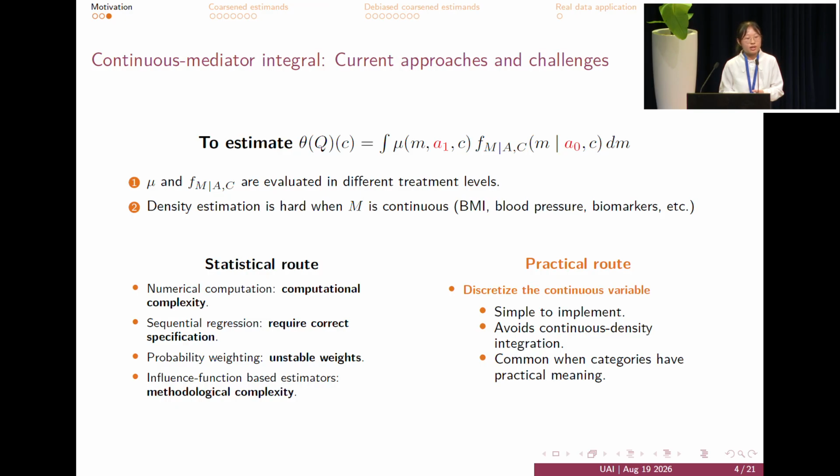There are several ways in the statistical area we can get around it. Like we could use numerical computation, but it's computationally demanding. Or we can also use tricks like sequential regression or probability weighting to avoid the density estimation. But sequential regression requires correct specification, and probability weighting may give us some extreme unstable weights.